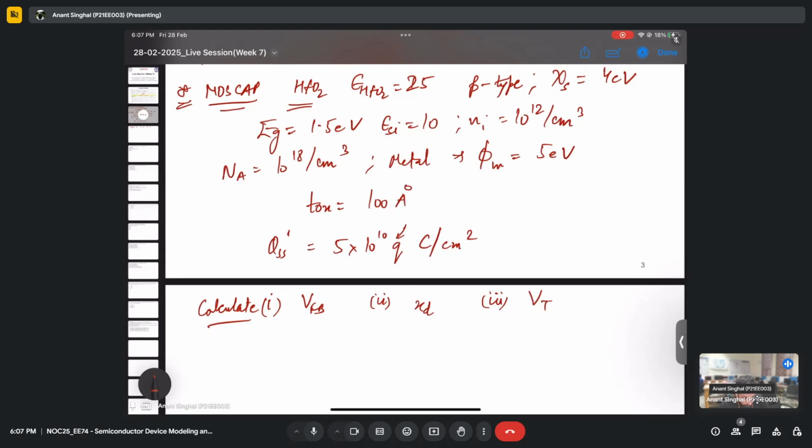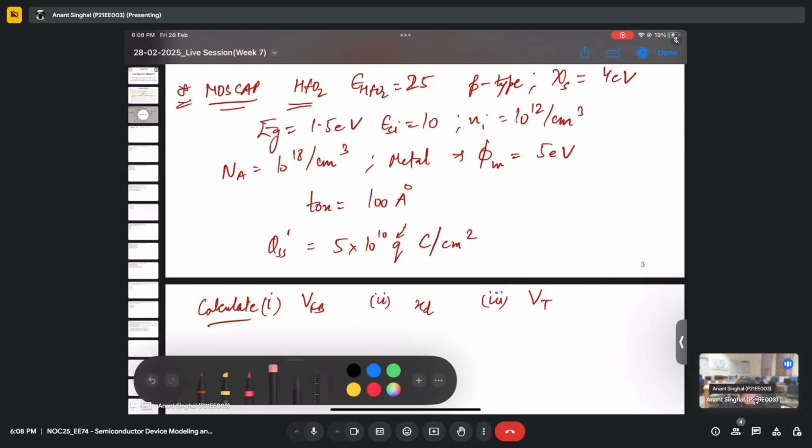Is there any problem in understanding the question? Please do let me know because I need to give you like 5 minutes to solve this out. So if you have any problem in the question itself, please do let me know. Okay, so it seems you don't have any problem. So please do the solution one by one.